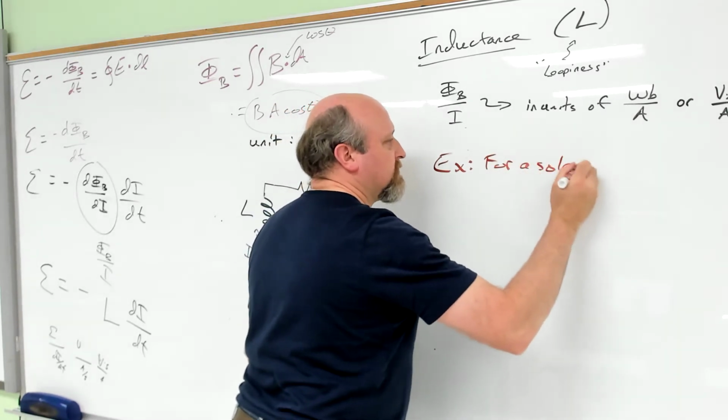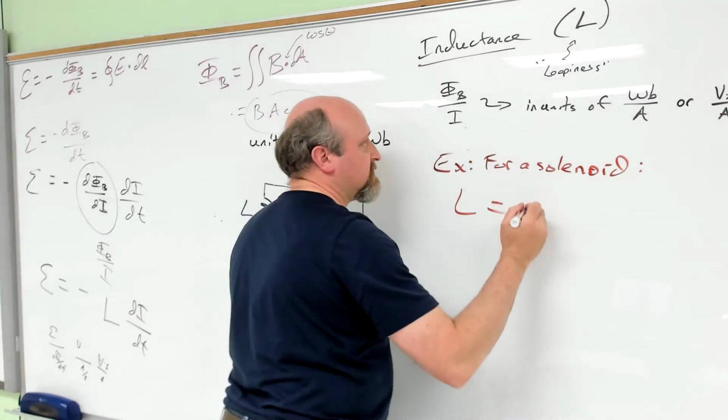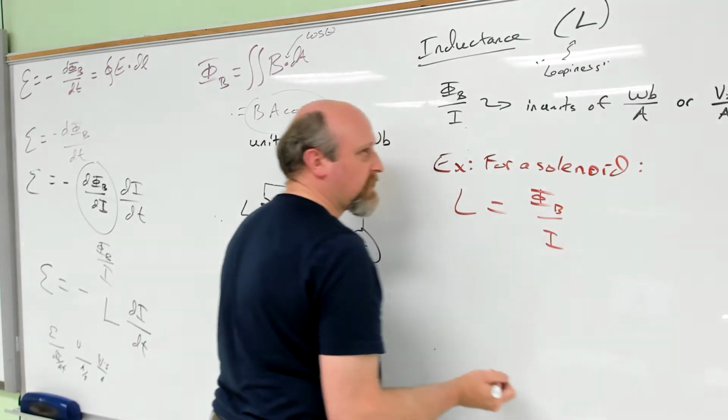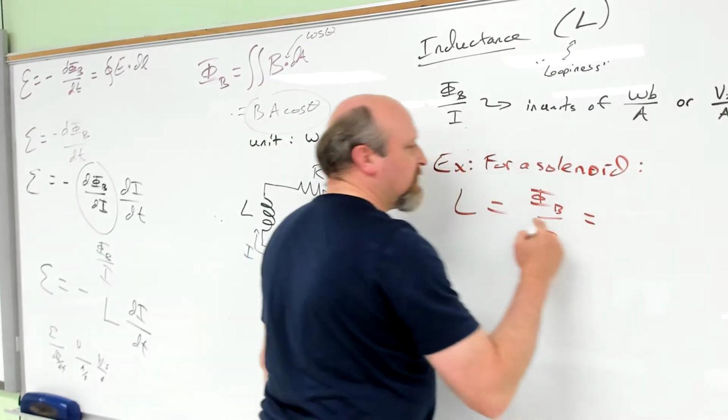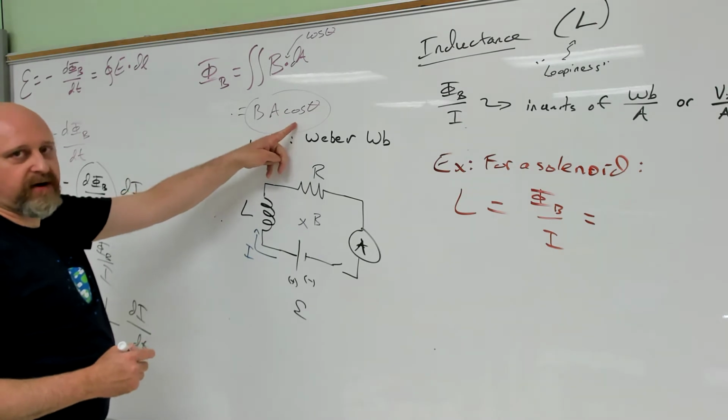For a solenoid. Its inductance is going to be its flux per current, right? Now flux, you say, I remember what flux is. It's BA cosine theta, right?